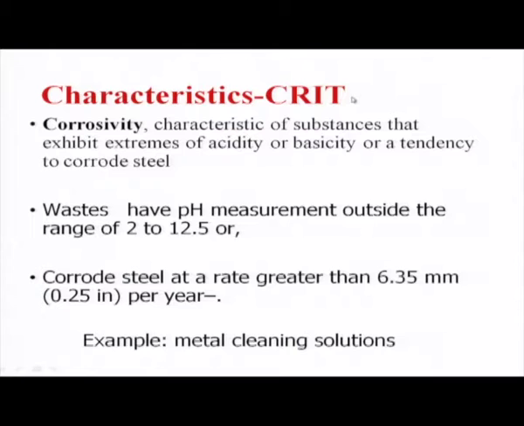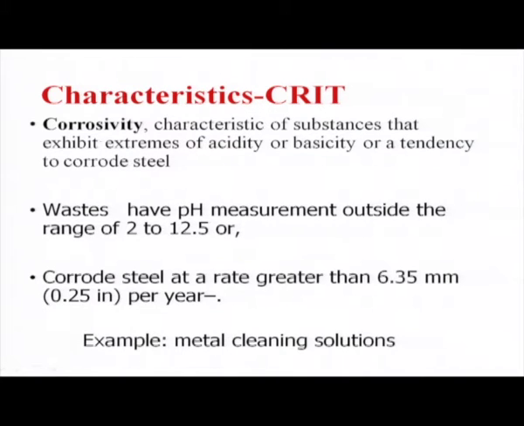There are 4 specialized characteristics which denote a hazardous material, called the CRIT properties. That is, C stands for corrosivity, R for reactivity, I for ignitability and T for toxicity. If any waste possesses any of these characteristics, then that waste is considered hazardous waste. Let us see one by one what these are. First, let us look at corrosivity.